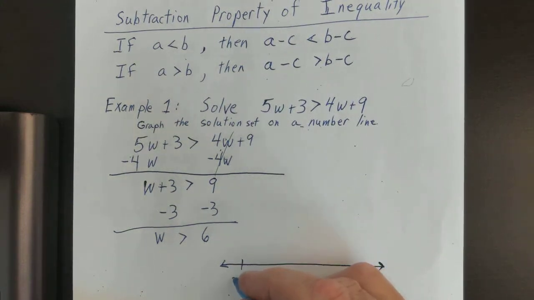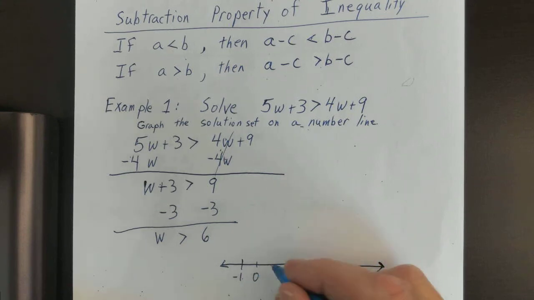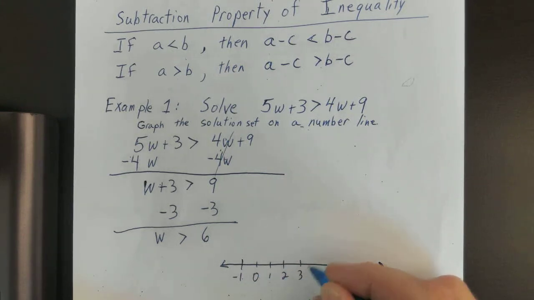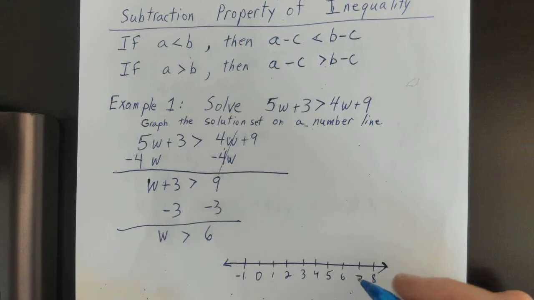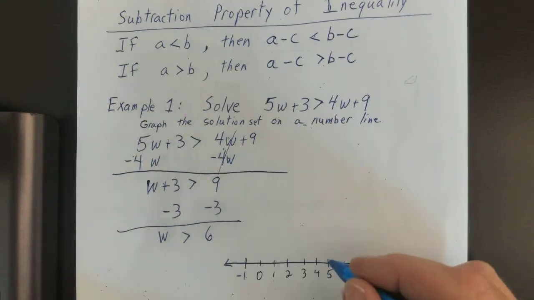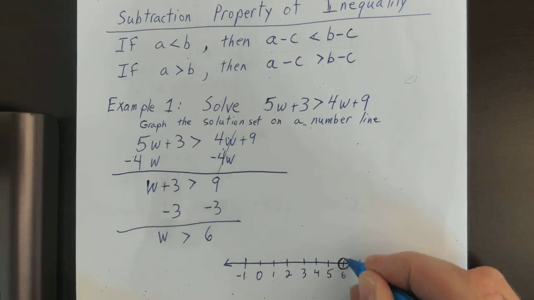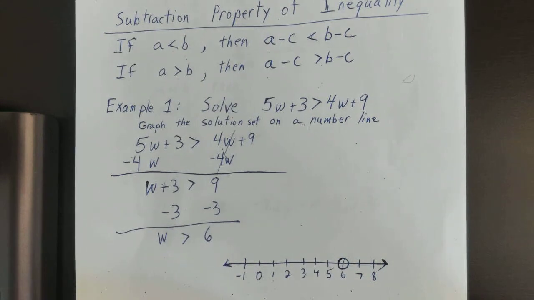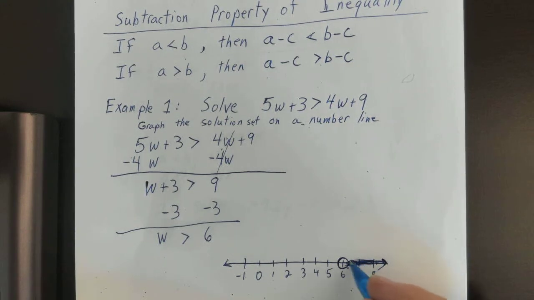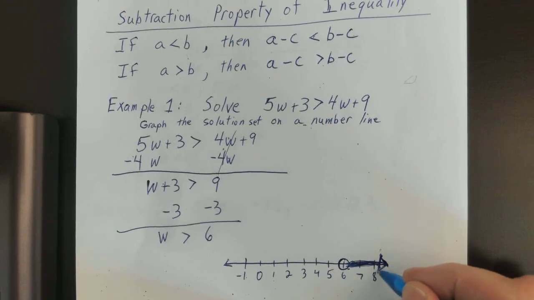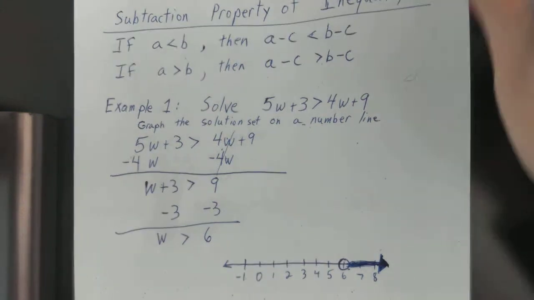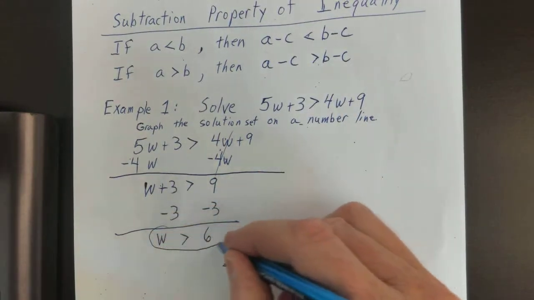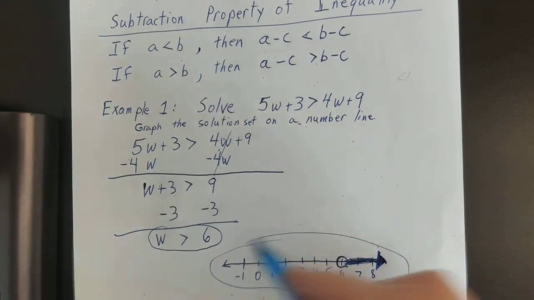So there is my solution as an inequality, and now on a number line. Let me put some numbers here. Let's go -1, 0, 1, 2, 3, 4, 5, 6, 7, 8. Okay, if it's just greater than, an open circle goes on 6. And numbers bigger than 6 are solutions. So let's make a heavy arrow to the right. This is what goes with w is greater than 6. All right, so we have our solution as an inequality, and we have our solution graphed on a number line.